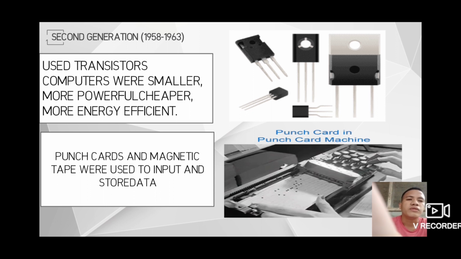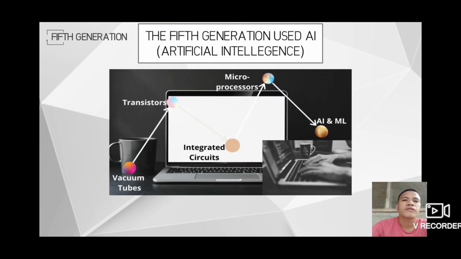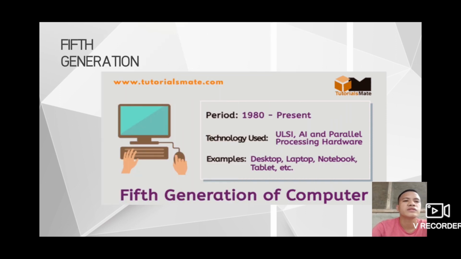Then let's move to the fifth generation. So as I said, this is the continuation of the report that we divided among ourselves. So in the fifth generation, we have 1980, the present now, or the current technology, which used ULSI or AI. AI serves as the artificial intelligence parallel processing hardware.